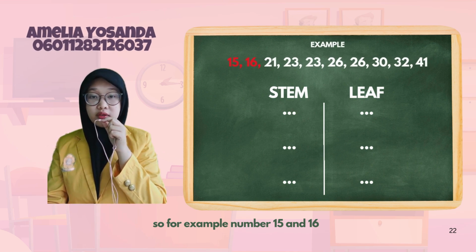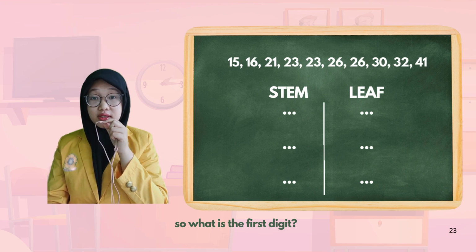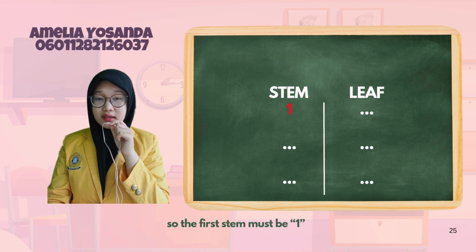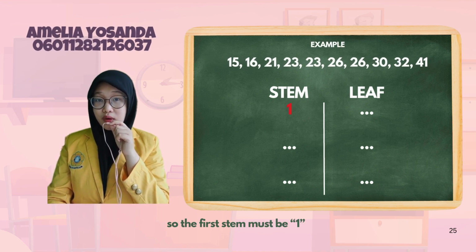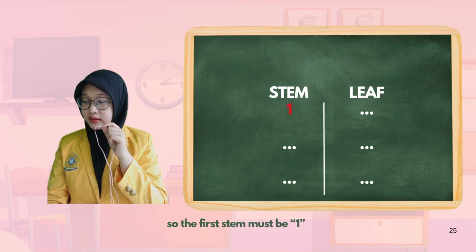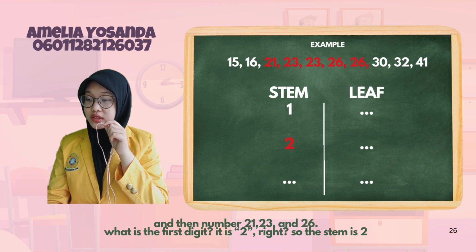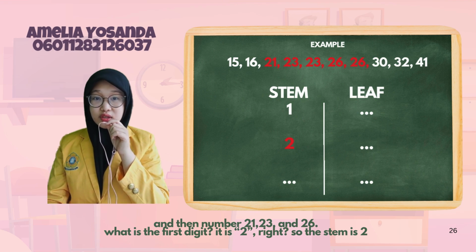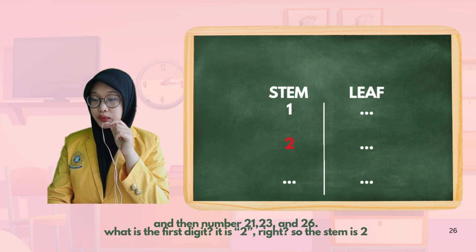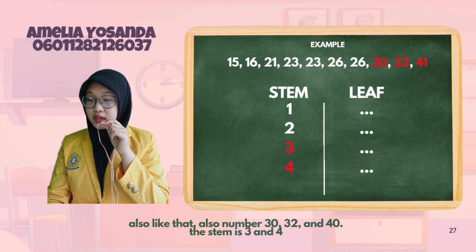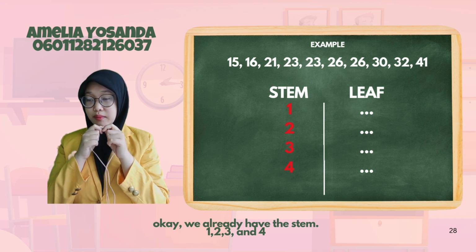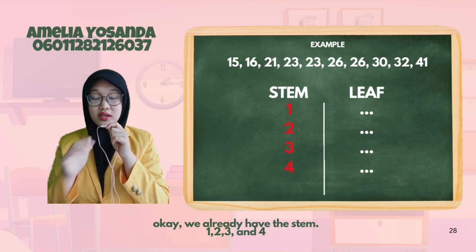So for example, numbers 15 and 16. What is the first digit? The first digit is 1, right? So the stem must be 1. And then numbers 21, 23, and 26. What is the first digit? The first digit is 2, right? So the stem is 2. Also like that, numbers 30, 32, and 40. The first digit is 3 and 4. Okay, we already have the stems: 1, 2, 3, and 4.